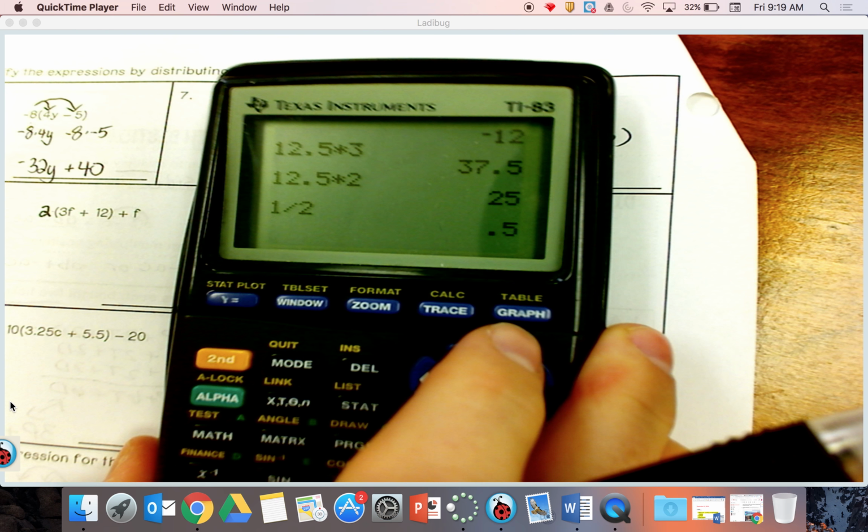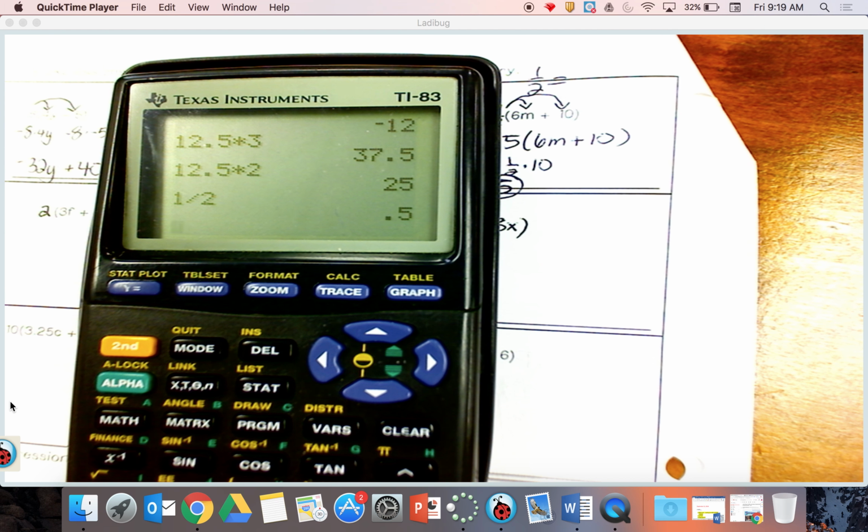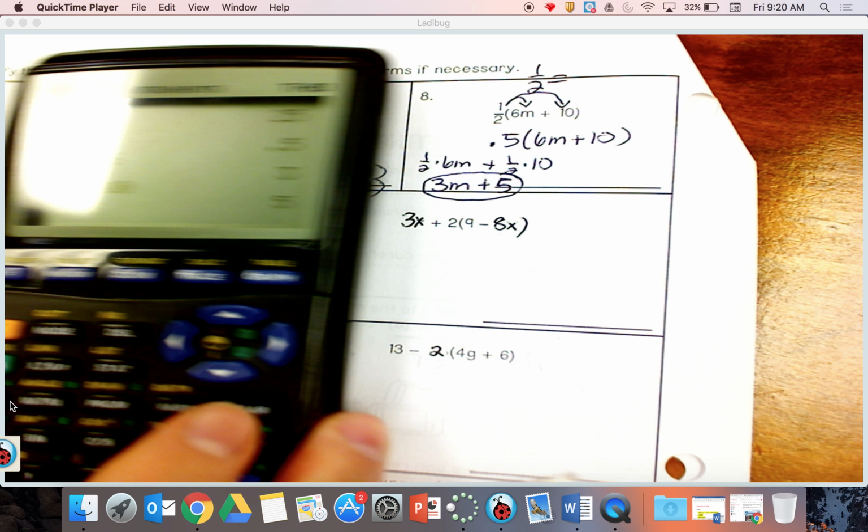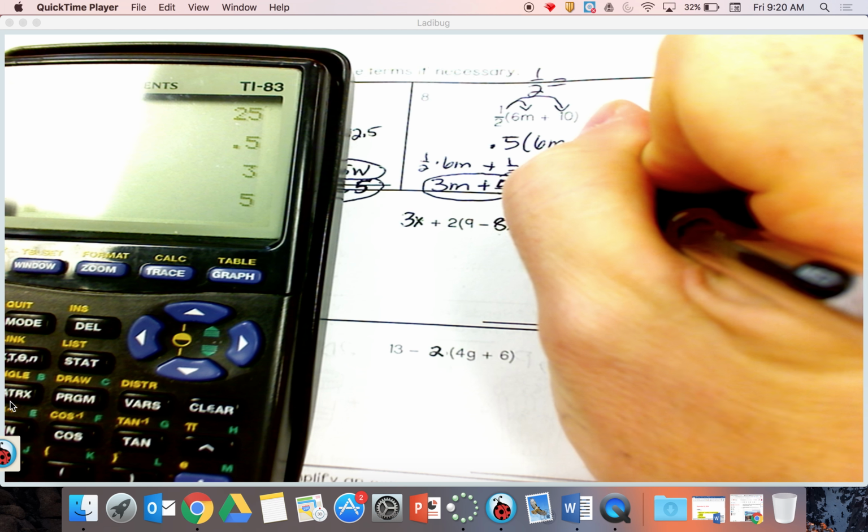Works out the same way if I do it this way. I'm going to show you. I put this in here. I do 0.5 times 6. Should get me 3 as well. 0.5 times 10, same thing as well. But remember my terms there: 3m plus 5.